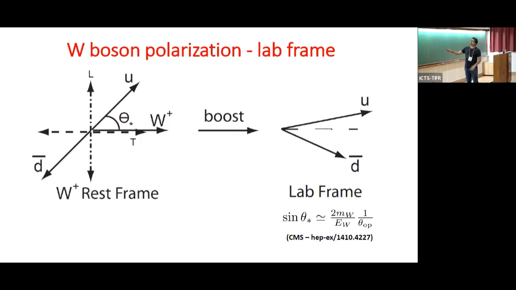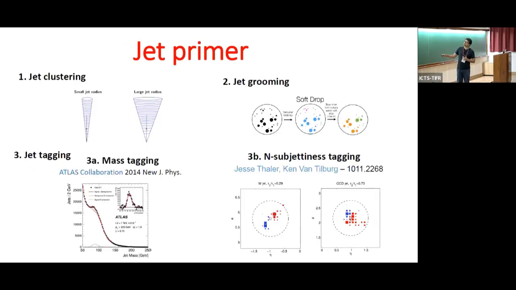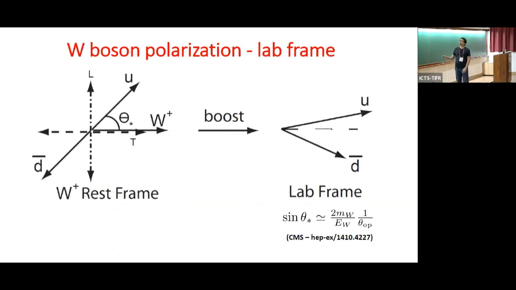Okay, so now if I want to measure, remember I want to reconstruct this theta star, and that would tell me the polarization of this W boson, statistically. So how do I reconstruct the polarization of this W boson from these final state quarks? And remember, these final state quarks are what are effectively giving rise to these subjets.